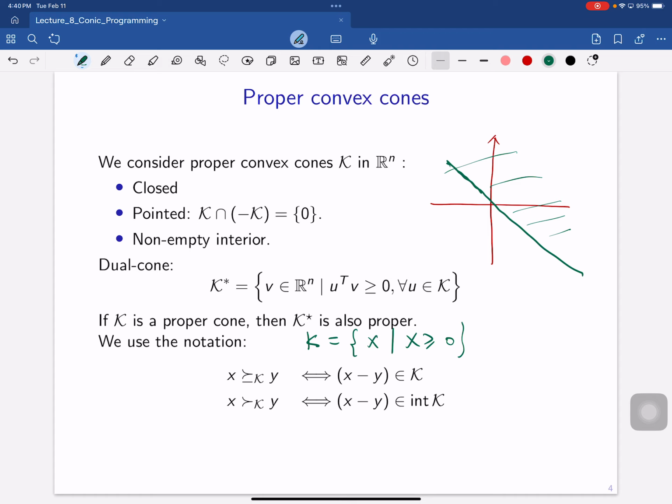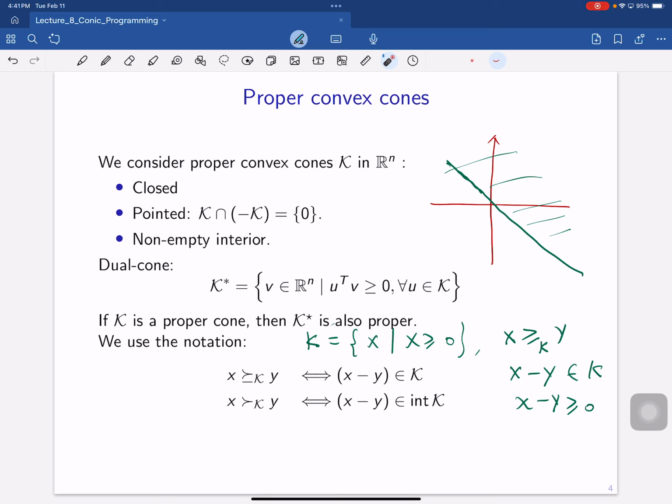Let's denote this in green color. If I say x greater than or equal to y by this cone K I just defined, that means x minus y is in cone K, where K is saying x minus y is greater than or equal to 0. So this is nothing but saying x greater than or equal to y. So as you can see, this notation is a generalization of the inequality we are familiar with. It generalizes the greater than or equal to cone into any arbitrary convex cone.